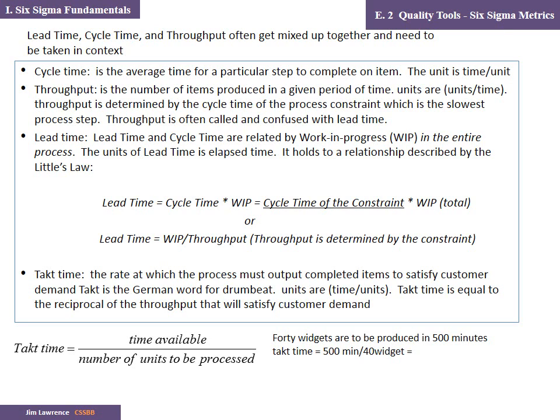Takt time is the rate at which the process must output completed items to satisfy customer demand. Takt is the German word for drumbeat. Units are time per unit. Takt time is equal to the reciprocal of the throughput that will satisfy customer demand.